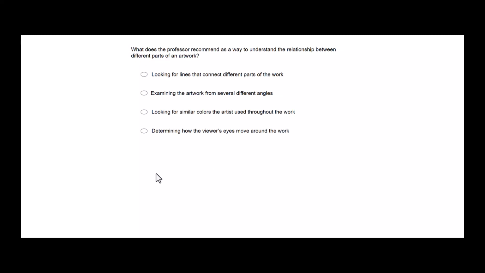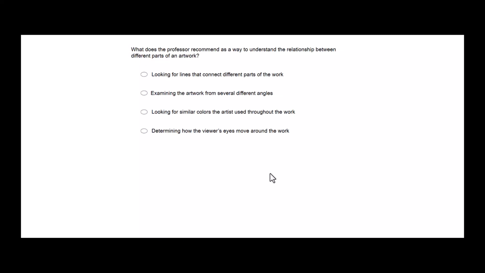Option two, examining the artwork from several different angles. The professor never mentioned this during his lecture, so it is rejected. Option three, looking for similar colors that artists used throughout the work. Again, this option has not been mentioned in the lecture, so it is rejected.